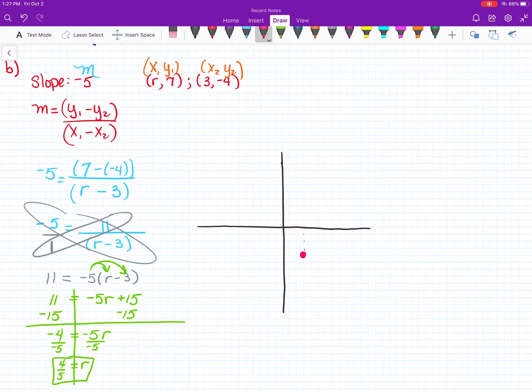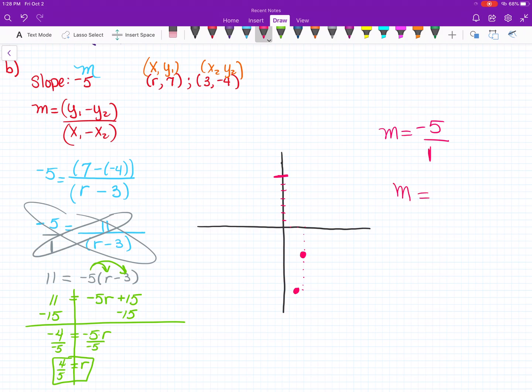I don't know the other point. I know I want to get to where y is 7. Well, that's way up here. 1, 2, 3, 4, 5, 6, 7. So we need to get up there somewhere. But we know our slope is -5. Well, it's really -5 over 1. So I could go down 5, 1, 2, 3, 4, 5, and over 1, but that's not getting me any closer to 7. What's another way I could do that slope?